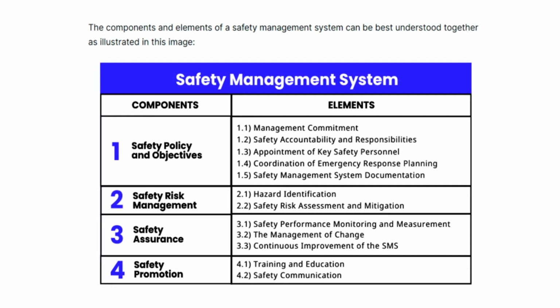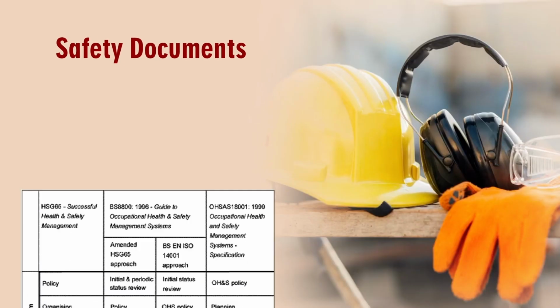Let us see the diagram of the safety management system. This diagram denotes some main points. The first point is components and the second point is elements. The first point is safety policy and objectives. Second point is safety risk management. Third point is safety assurance and fourth point is safety promotion. This is the diagram of safety documents.